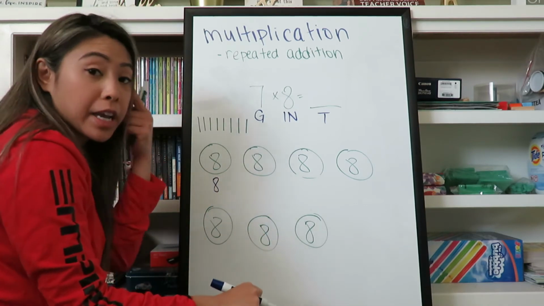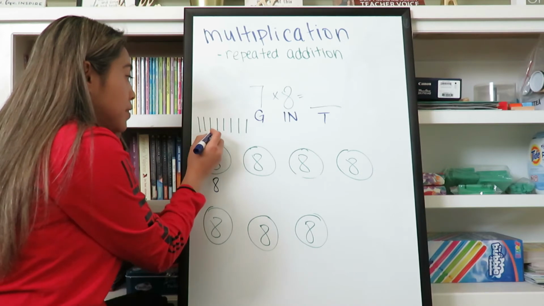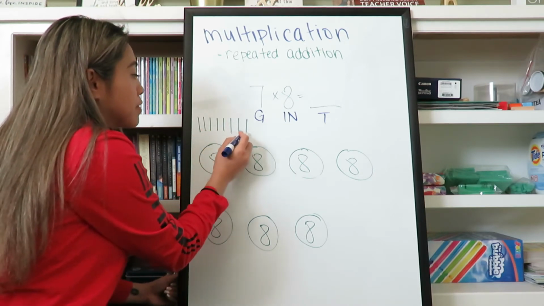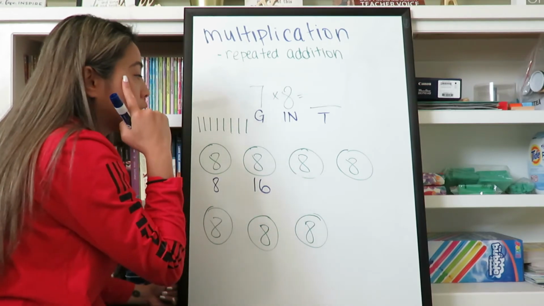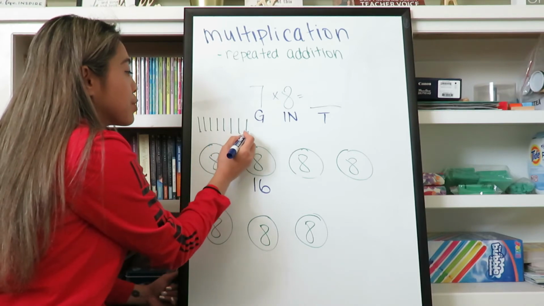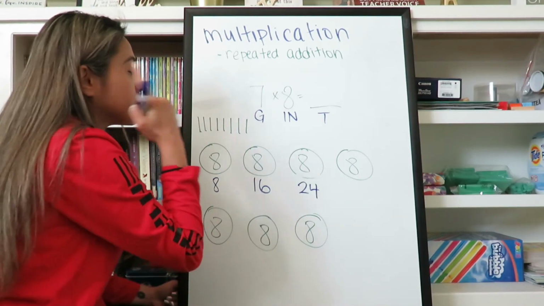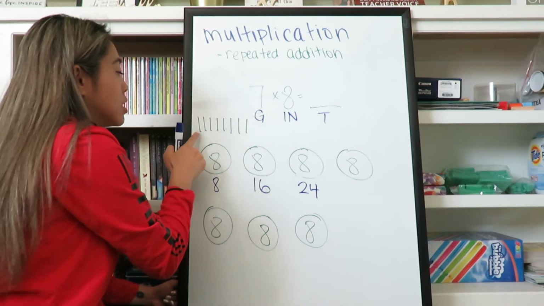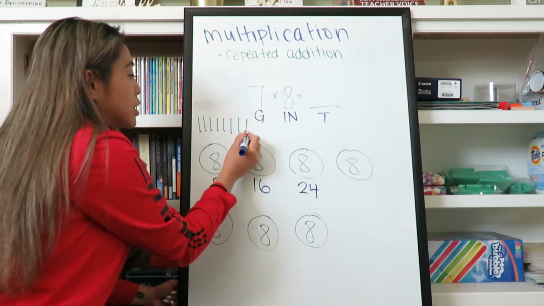All right, so put 8 in your head and count on 8, 9, 10, 11, 12, 13, 14, 15, 16. Okay, now put 16 in your head and count on 17, 18, 19, 20, 21, 22, 23, 24. Now start with 24 in your head and count on 25, 26, 27, 28, 29, 30, 31, 32.